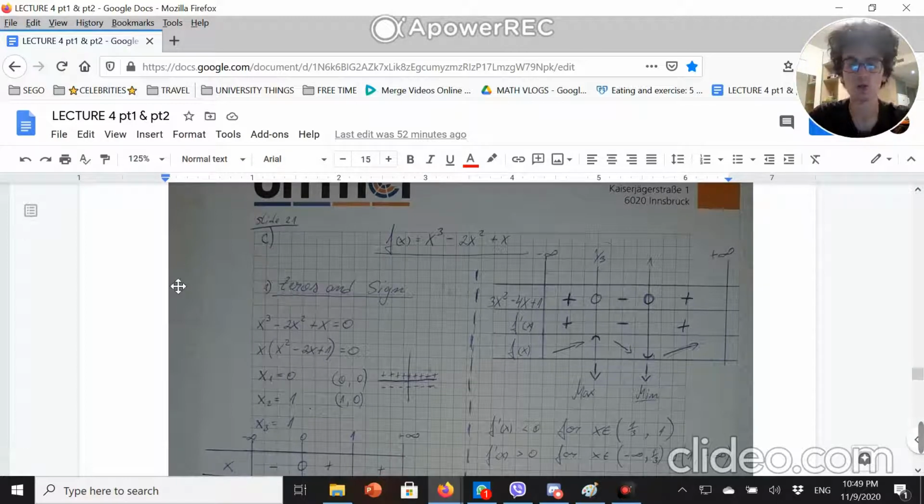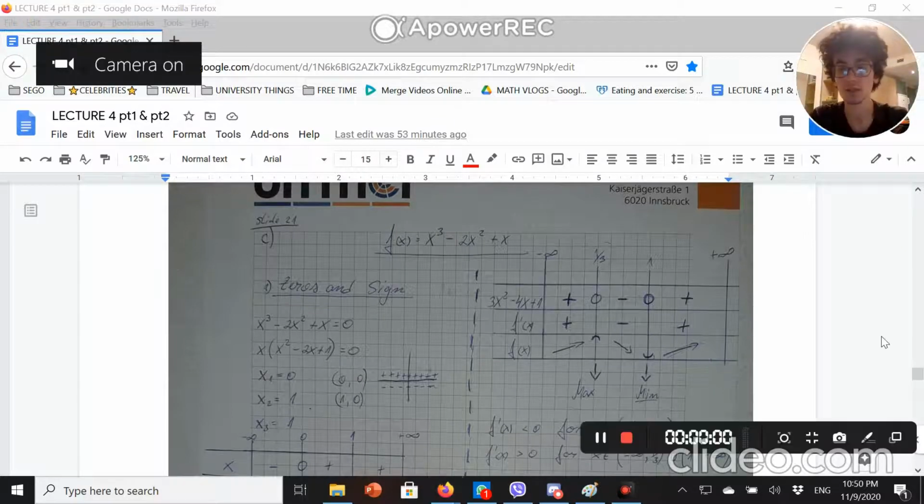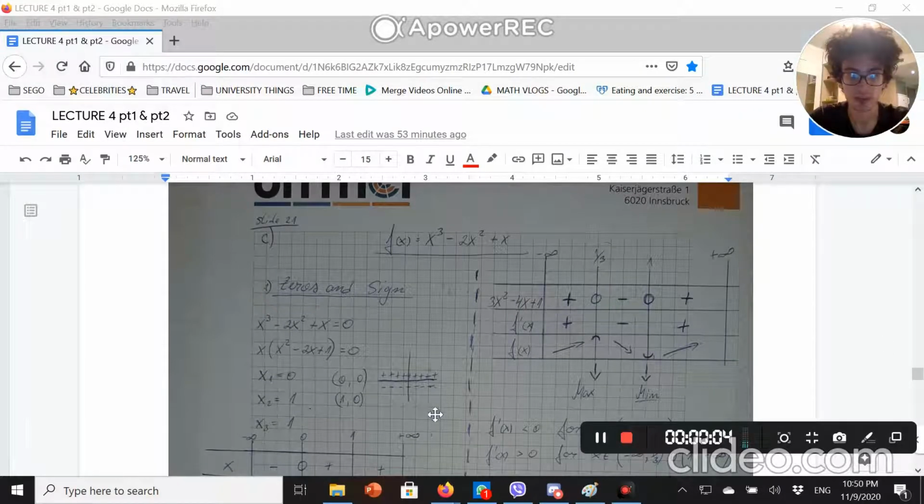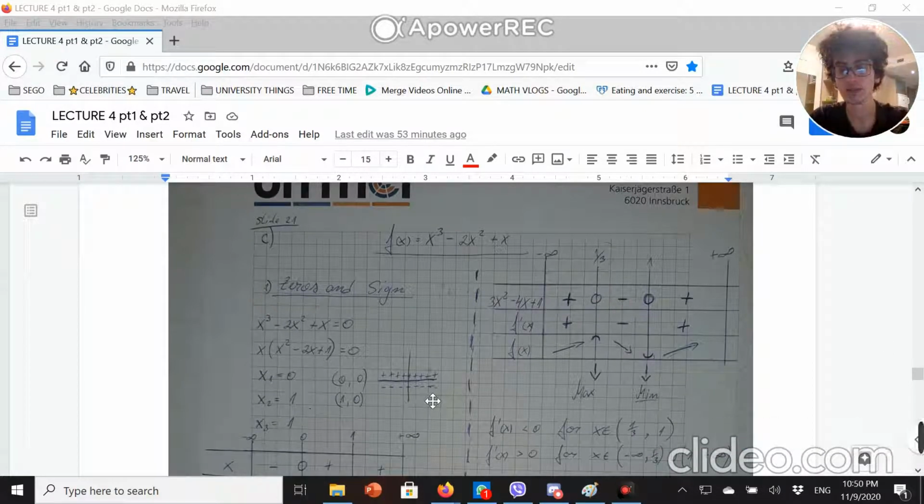So why is this important? It will tell us when and if our function goes through the x-axis. It tells us if it's positive or negative. If it's positive, it will be above the x-axis, as you may see here, and if it's negative, it will be just under the x-axis. Okay, but let's start step by step.